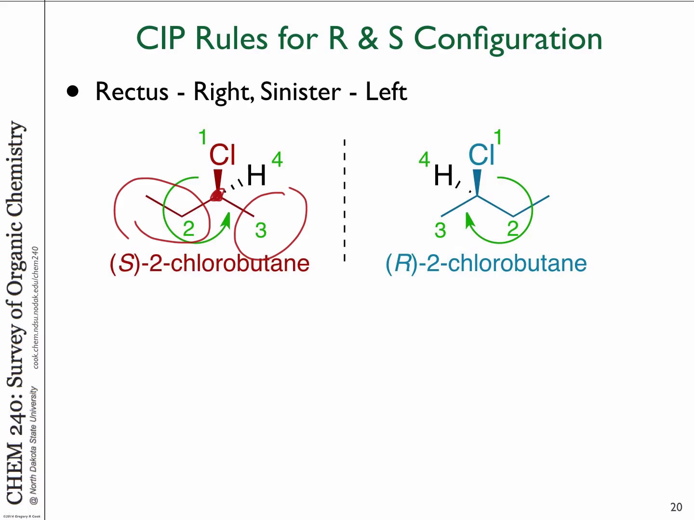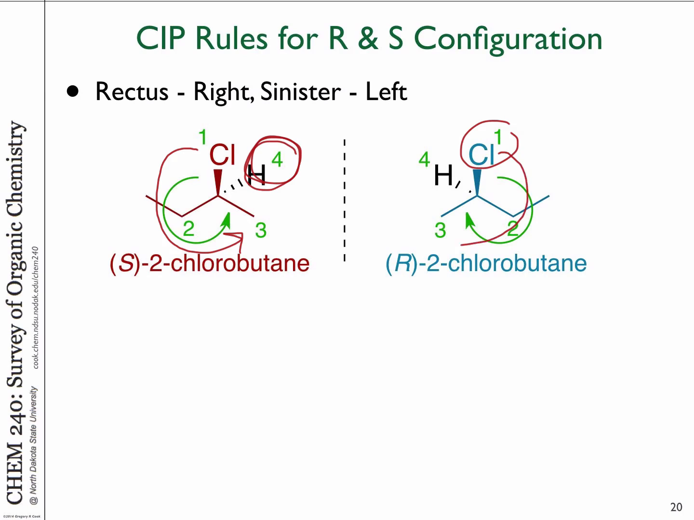But here the hydrogen is pointing to the back. That's the lowest priority group. And then you look at the remaining 3 groups, and if you go from 1 to 2 to 3 in a counterclockwise direction, or to the left, it's the S isomer. And if you go from 1 to 2 to 3 in a clockwise direction, or to the right, it's the R isomer. And it's that simple. And I say simple because what's not simple is making sure you're looking at the molecule from the right orientation to put the lowest group towards the back.